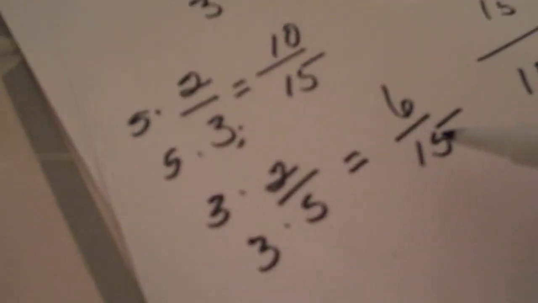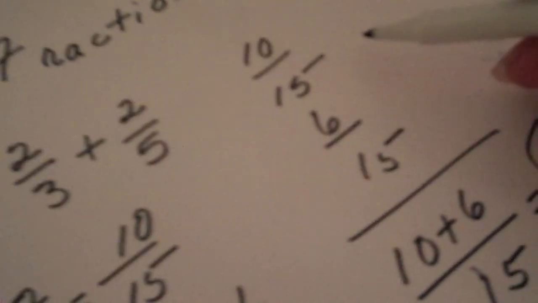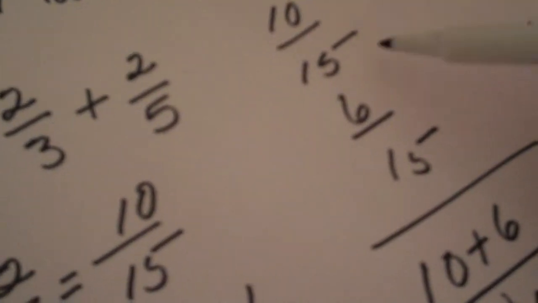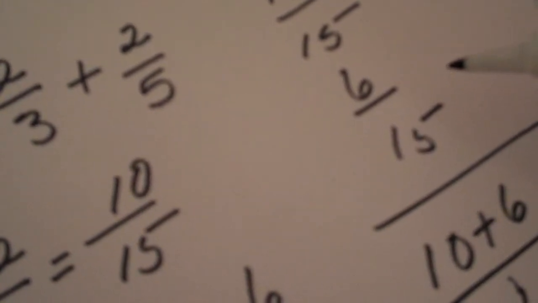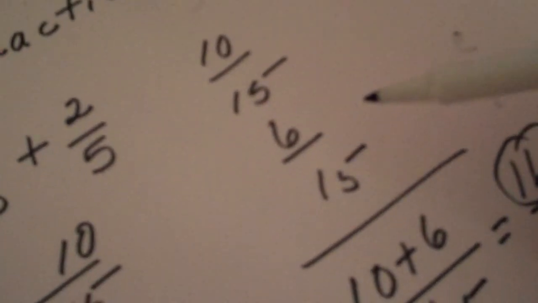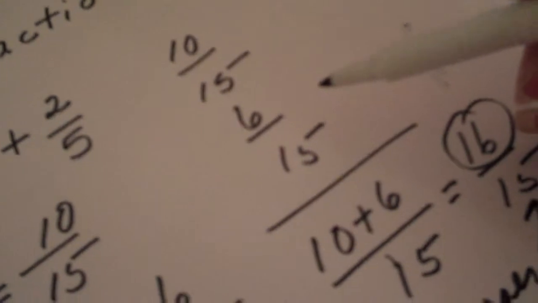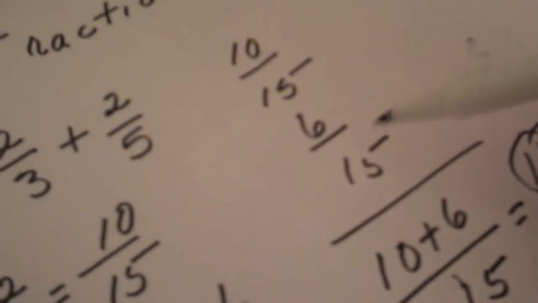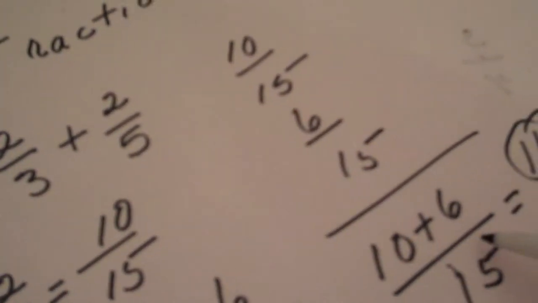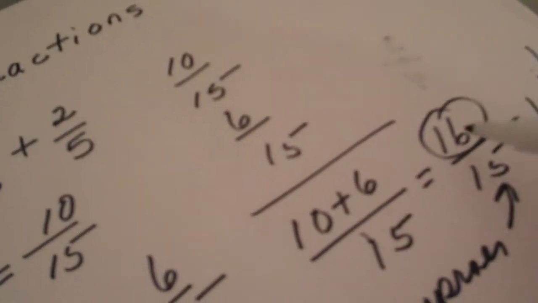Then we took the second fraction, which was 2/5. And we asked ourselves the same thing. What do we multiply times 5 to get 15? The answer is 3. So we multiplied 3 times 2 and 3 times 5, and we got 6/15. And then we took the fractions that we now have, 6/15 and 10/15, and we said, okay, now that the denominators are the same, we can combine the numerators, 10 plus 6, and that gave us 16/15.